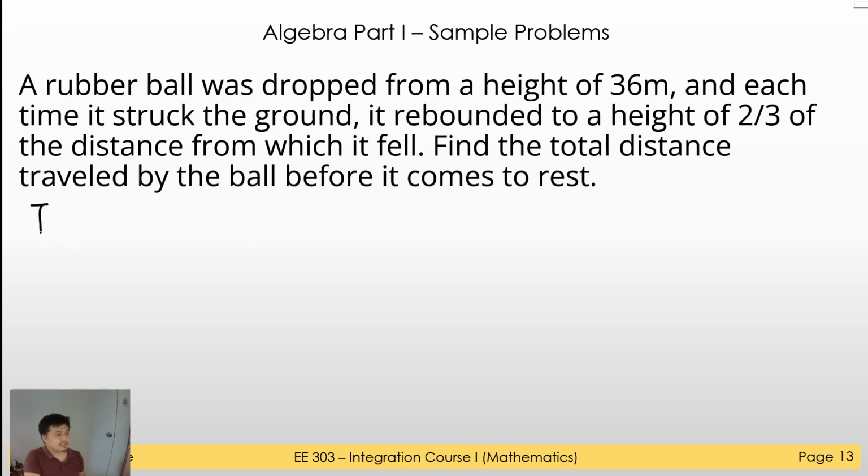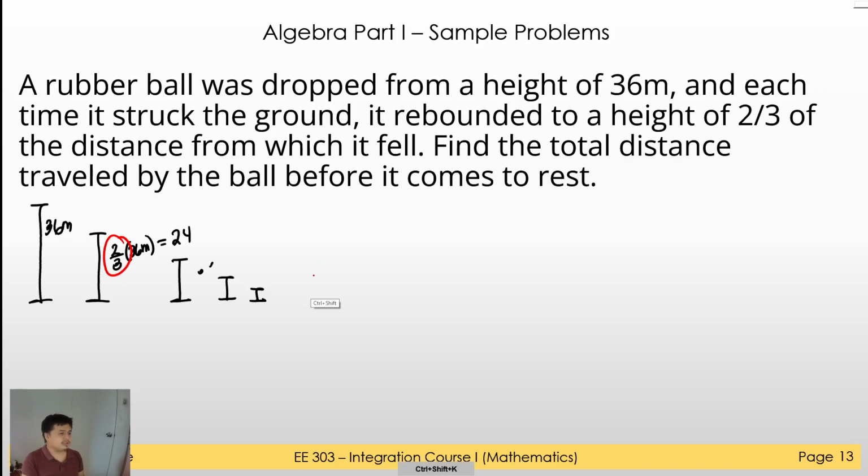As you can see, initially it has a 36-meter height, and after one rebound, it will become 2/3 of the 36 meters. So this will become 24. And then after that, it will become 2/3 of that. So this will be about, well, I won't compute this anymore. As you can see, this will be a continuous multiplication of the ratio of 2/3. Okay? So we want to find the total distance. So we are trying to find the sum of this series.